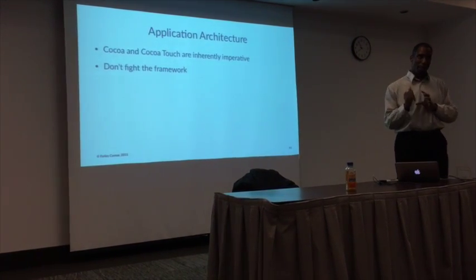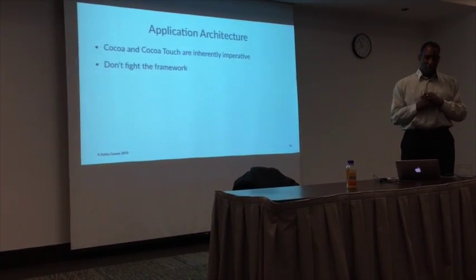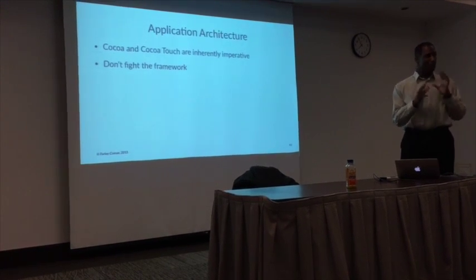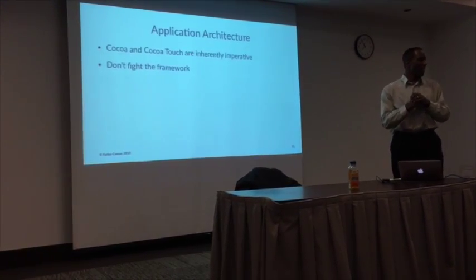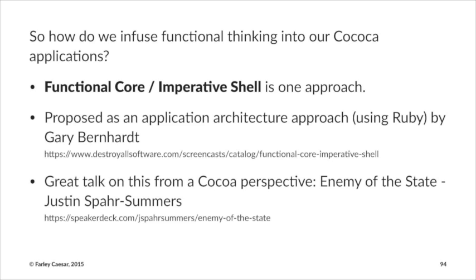Now there are people that want to fight that framework, and I might say something controversial here, but the reactive Cocoa guys are kind of trying to do that, and I'm glad they're trying to do it, and I'll talk a little bit about that in a second. But at the end of the day, if that shell is really inherently imperative, you can't control it, so control what you can control. There's a guy named Gary Bernhardt in the Ruby world, and he proposed this kind of structure. He calls it functional core, imperative shell. And I think that's a really, really cool concept.